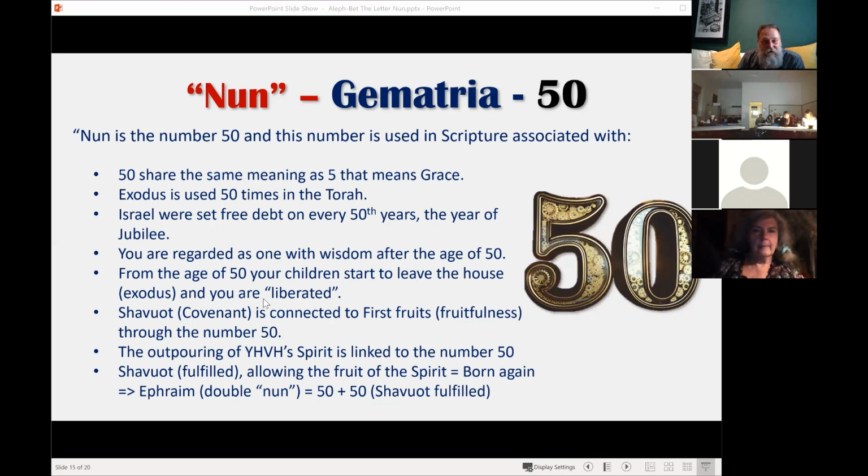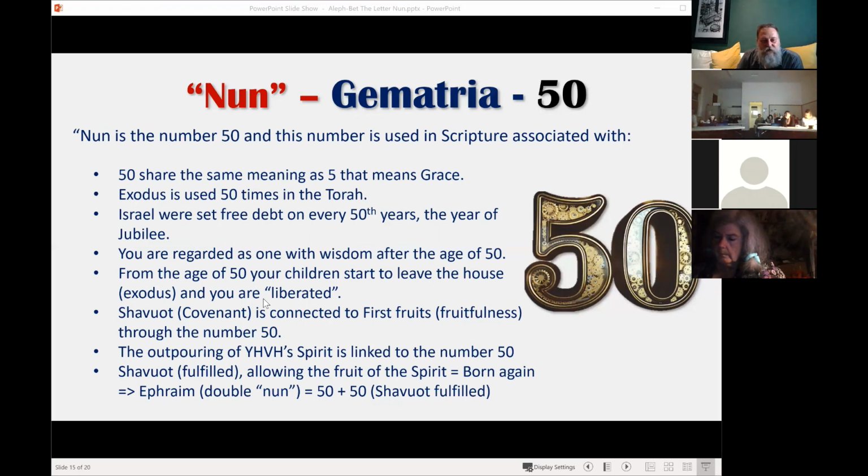Also, something interesting, around about the age of 50, when you start a family in your 20s, that's where your children will start to exit or exodus your house, and you will be liberated from them. So that's just Jubilee and Exodus, a bit of a play on words there in relation to your age, which is normally true to all of us. Not that your children leaving you is necessarily a good experience.